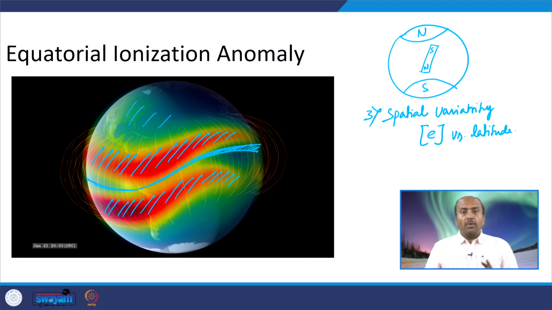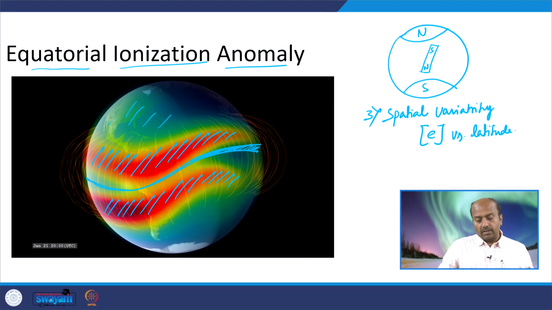So, this anomaly of non-uniform electron density distribution or enhanced electron distribution around two regions on either sides of the geomagnetic equator is called as equatorial ionization anomaly. The anomaly indicates because of some process, the electron density is not same. Electron density is enhanced on either sides of the geomagnetic equator by a large volume, by a large magnitude. Right? So, in order to understand this anomaly, we may have to bring in some electrodynamics, and then only we will be able to understand.